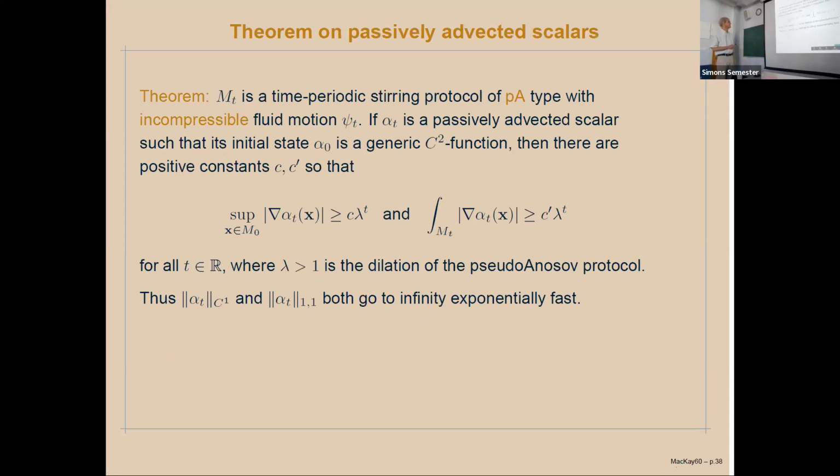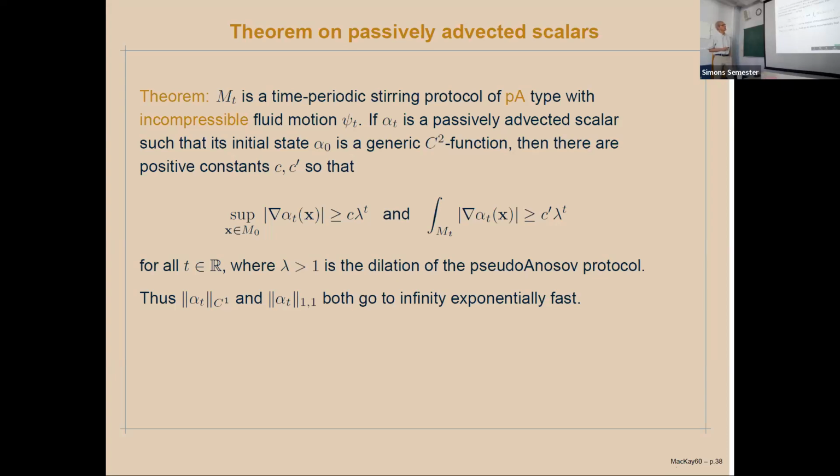Okay, so here's the theorem. So now we're going to stir it. So think of the experiment. We stir it with the pseudo-Anosov protocol, and we have an incompressible fluid. All right, so incompressible means area preserving. Just a fancy way to say that the Jacobian is 1. All right, not a fancy way, a physical way. And let's say we have a passively advected scalar.